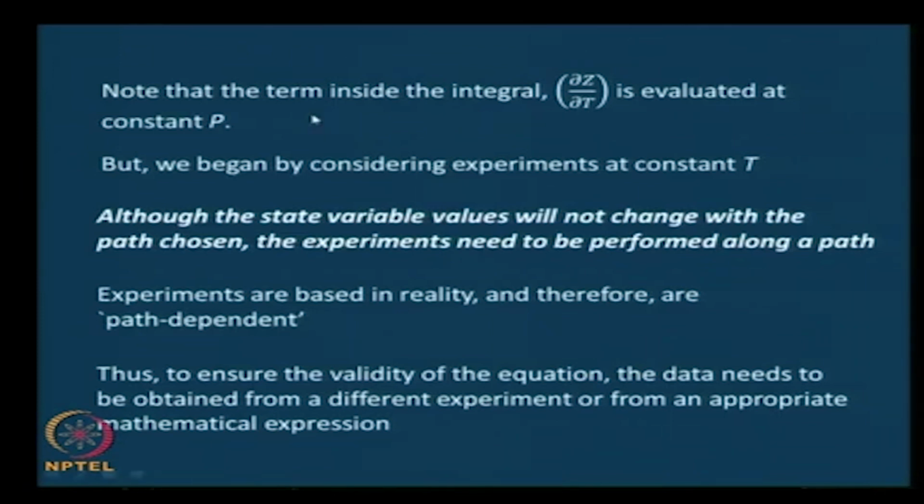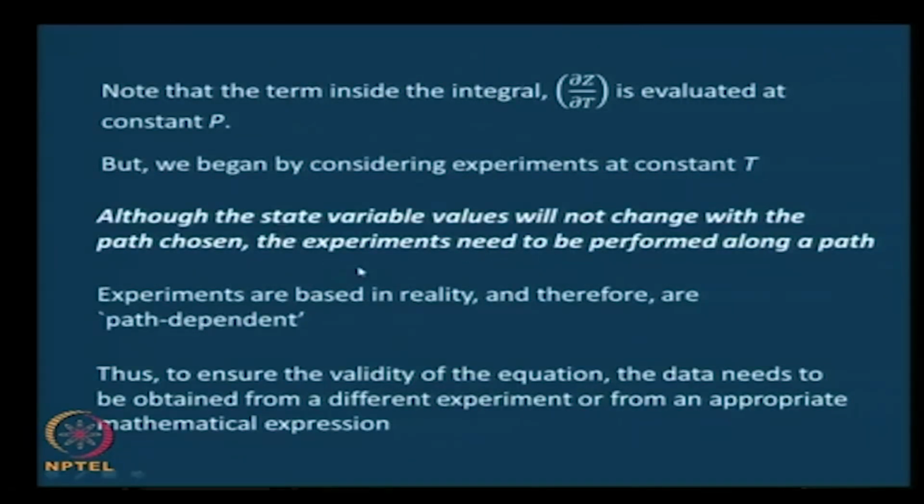I think I should mention this again. This is a slightly different way of presenting the same basic argument. Here we are in the realm of experiments which are grounded in reality. We are looking at ways to get ∂Z/∂T at constant P, whereas we started the derivation by looking at constant temperature process. And since the experiments are path dependent, we need to obtain ∂Z/∂T at constant P from a different set of experiments where the P is held constant.